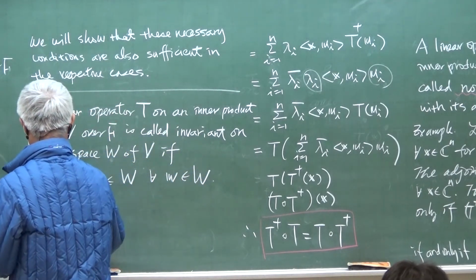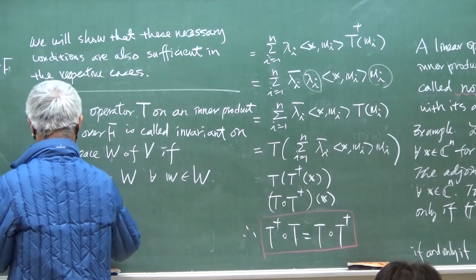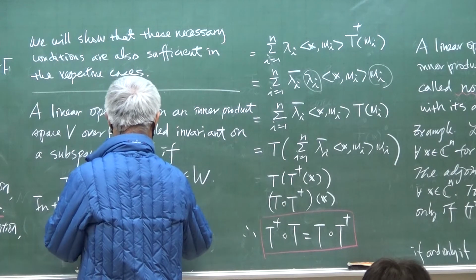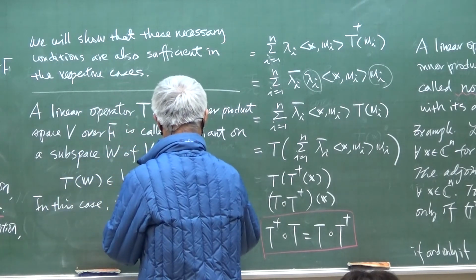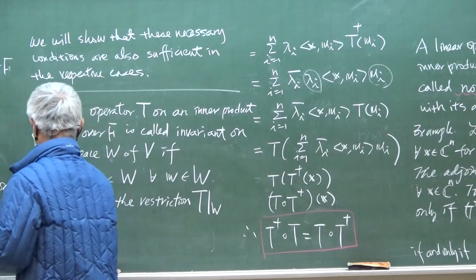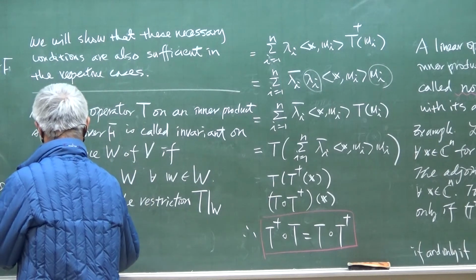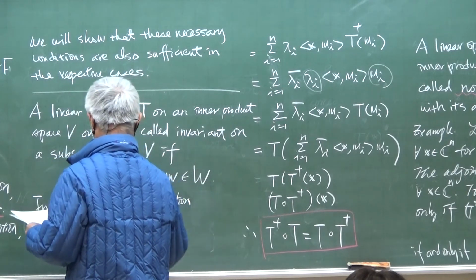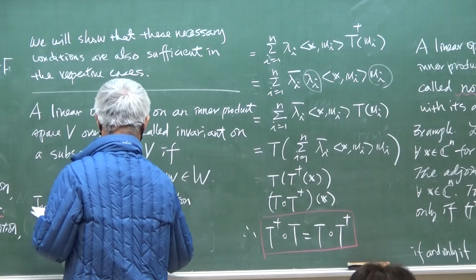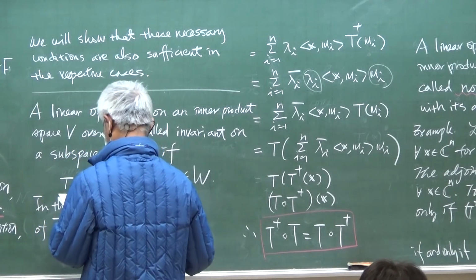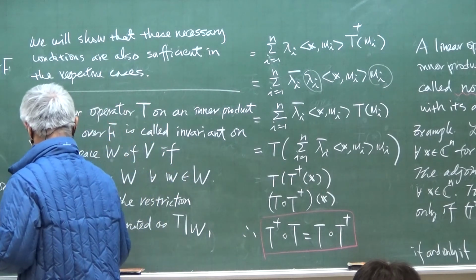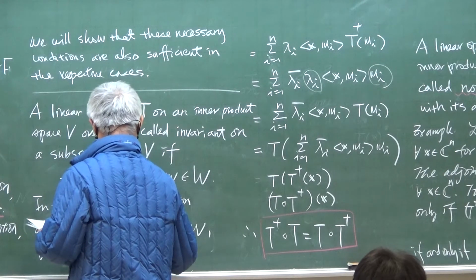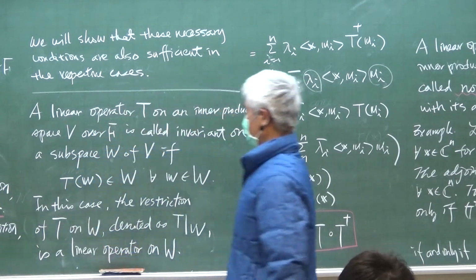Now in this case, the restriction of T to W, denoted as T restricted to W, is a linear operator on W.